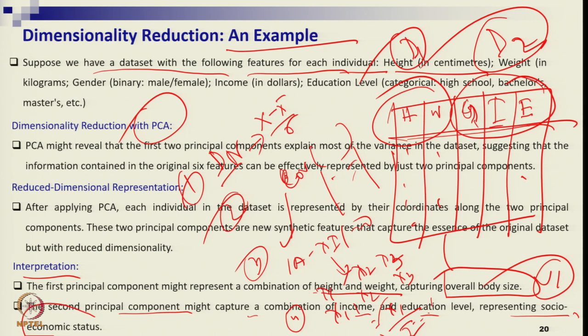Now this body size, the new variable that you have taken, take that as one principal component. The other principal component could be socio-economic status, which is a combination of these three. Through this mathematical process of dimension reduction, you come up with another dimension, a principal component, that is called socio-economic status. Now you have two principal components: body size and socio-economic status.